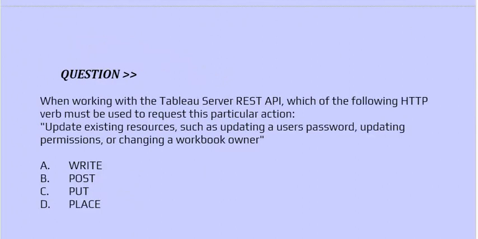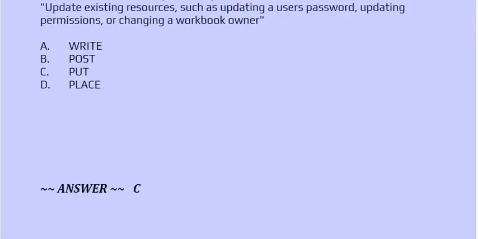Next question is, when working with the Tableau Server REST API, which of the following HTTP verbs must be used to request this particular action? Update existing resources such as updating a user's password, updating permissions, or changing a workbook owner. Option A. Write. Option B. Post. Option C. Put. Option D. Place. Correct answer is option C.